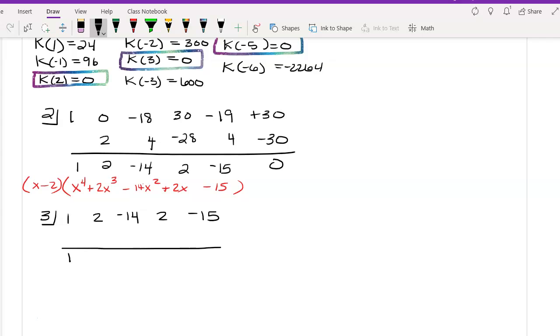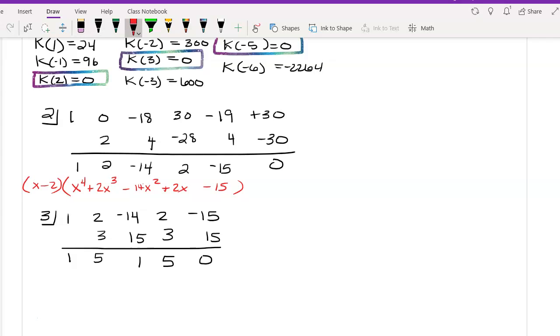All right, bring down the 1. So 3 times 1 is 3. 2 plus 3 is 5. 3 times 5 is 15. Negative 14 plus 15 is 1. 3 times 1 is 3. 2 plus 3 is 5. 3 times 5 is 15. So once again, it works, 0.